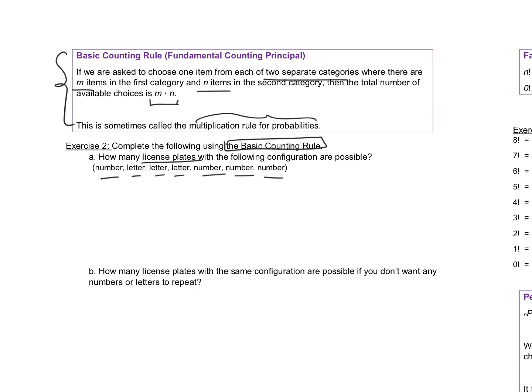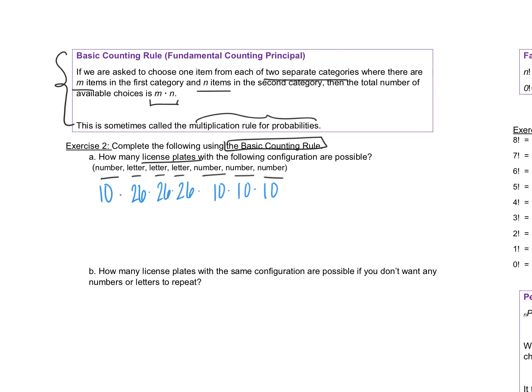And so think about how many digits there are. Digits are just the single numbers. If we can include zero, we're 0 to 9. So there are 10 different numbers you can have. There are 26 letters in the alphabet. So I'm writing like these are the different ways that each of these categories can happen or how many items are in each one. So we're going to multiply them because that's what the fundamental counting principle did.